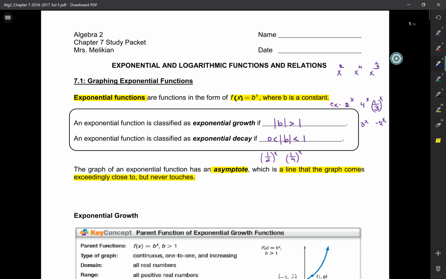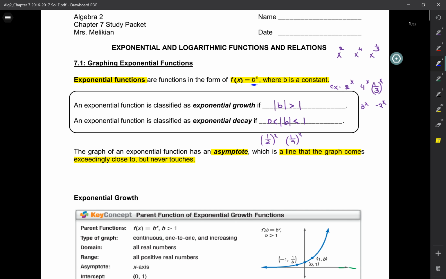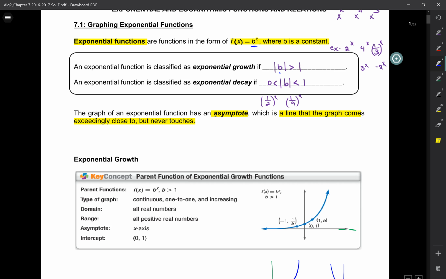All right, so let's recap. We've talked about exponential functions where the base is the number, the exponent is the variable. You know it's exponential growth when b is greater than 1, or when the number raised to the exponent is between 0 and 1, then it's exponential decay. All exponential functions have a what? An asymptote. This is a line that the graph comes exceedingly close to but never touches.